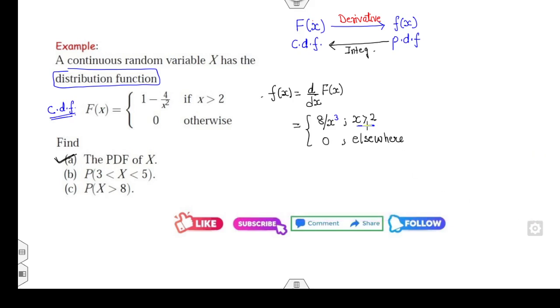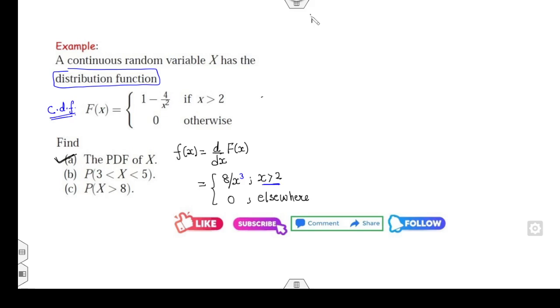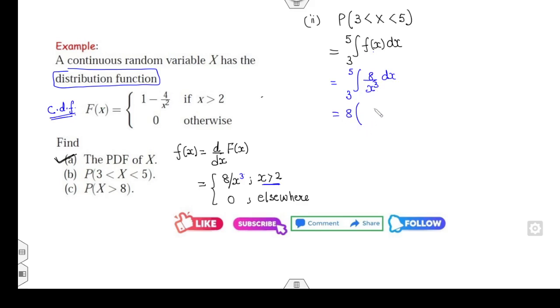Now, look at the second part. Your target is to find, I can move this portion to be here. Fine. Now your second part is find the probability which lies between 3 to 5. How you can do that? You can integrate from 3 to 5 of f(x). Now substitute the value of the f(x). It's a PDF. Fine. So it's from 3 to 5, 8 over x cube dx. 8 will be outside. The integration of this part will be minus 1 over 2x square from 3 to 5.